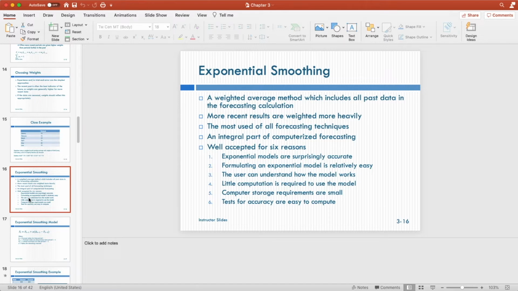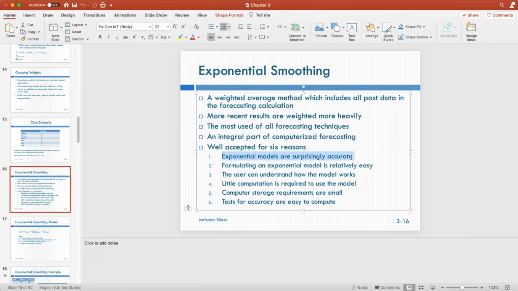But in exponential smoothing, we can directly use just one previous data point to predict for the next period. So if we can use the exponential smoothing method, using just one past data point, and still provide a relatively accurate result, it's actually very good, for a lot of different reasons. I already listed them here. First of all, it can be very accurate.